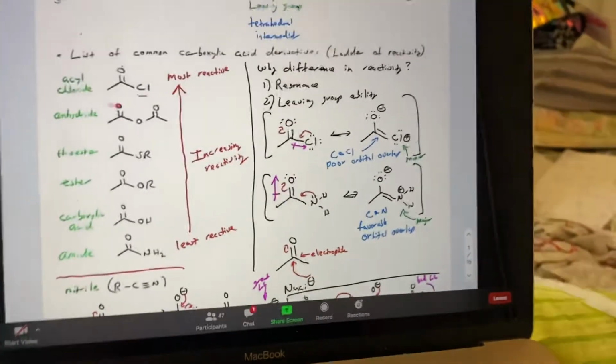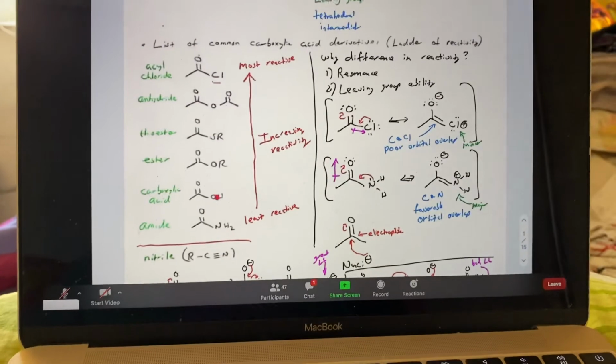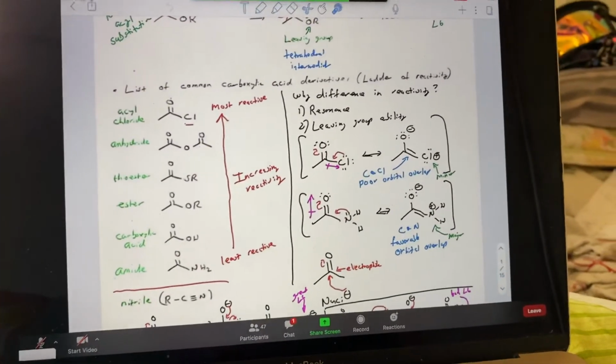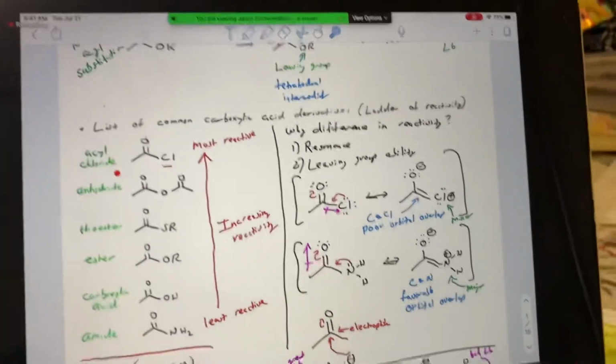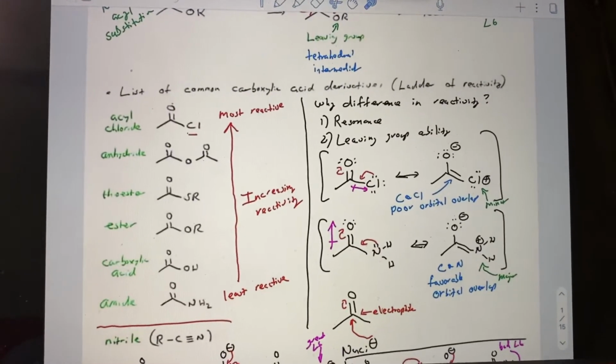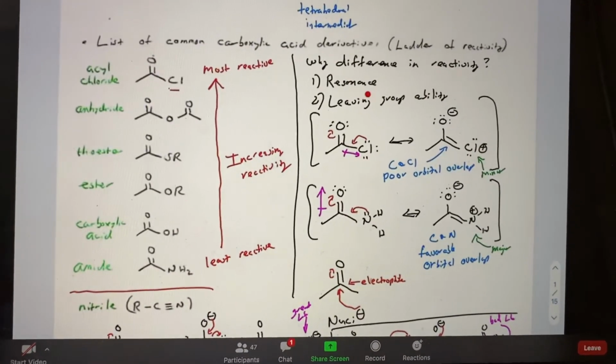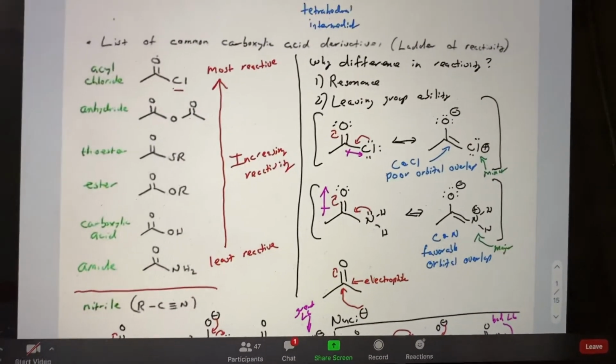Reactions with this acyl chloride, and see how we can turn it into some of these carboxylic acid derivatives on the left side here, going down. Just to refresh, we saw that the acyl chloride is the most reactive of all the carboxylic acid derivatives in the list. And we came up with an explanation for that based on resonance or lack of resonance and the leaving group ability.